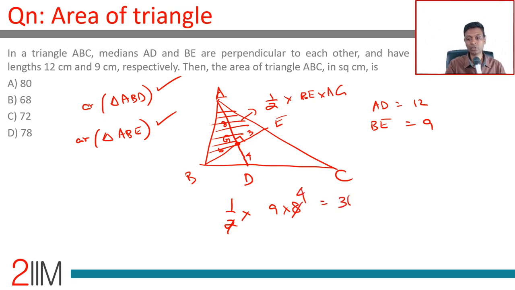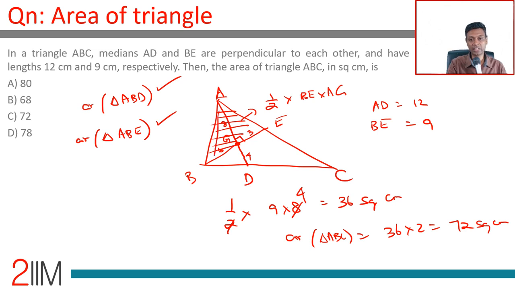9 into 4, 36 square centimeters. Now that is going to be equal to the area of triangle BEC, because BE is the median. So the area of triangle ABC is 36 into 2, which is 72 square centimeters. The other way of doing this, taking the area of triangle ABD as half into 12 into 6, is 36 into 2, 72. The meeting point of medians is the centroid.